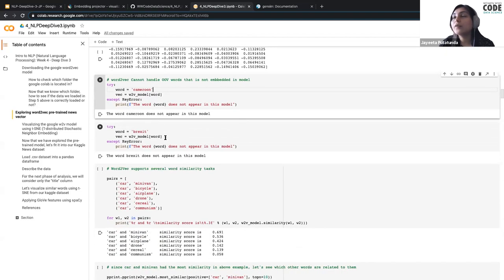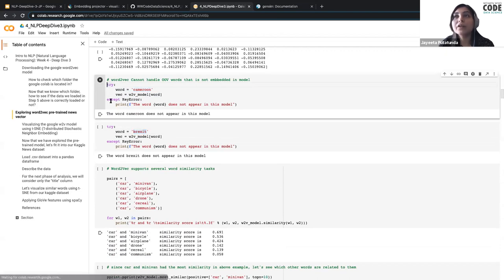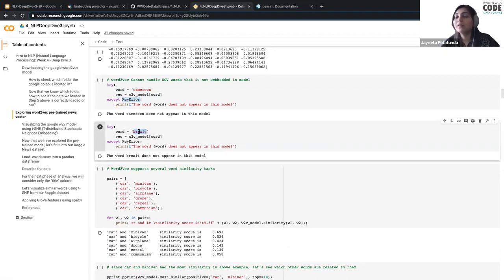Before we go into that, another thing I would like to mention is that Word2Vec cannot handle OOV words, which are out of vocabulary words, not present in the training corpus when the model was created or embedded. Say a word like Cameroon or a word like Brexit. I put it under a try, except, catch, and said that if it's a key error, it'll print that the word Brexit does not appear in this model. That means when the model was trained, the word Brexit was not yet a thing. So that's why it didn't find it.